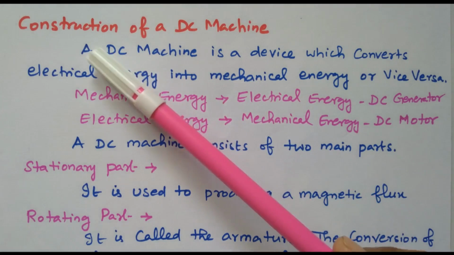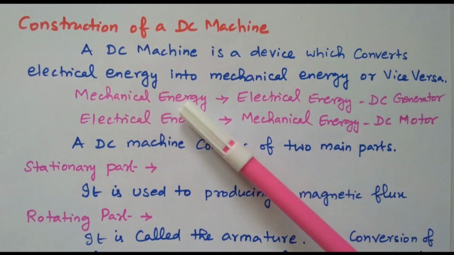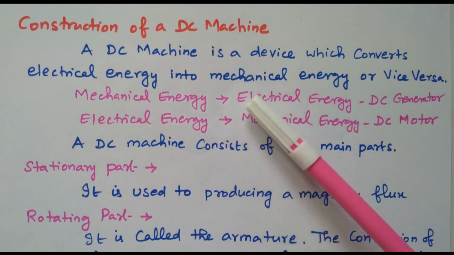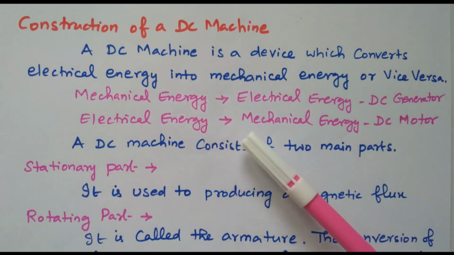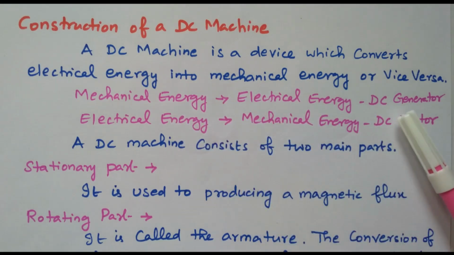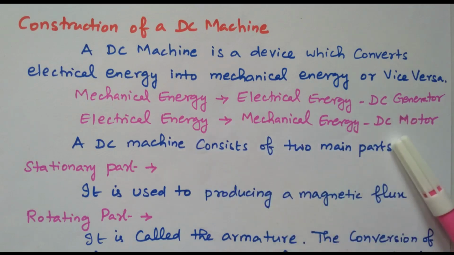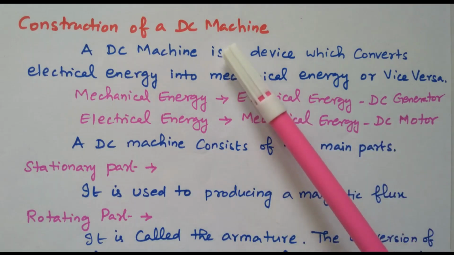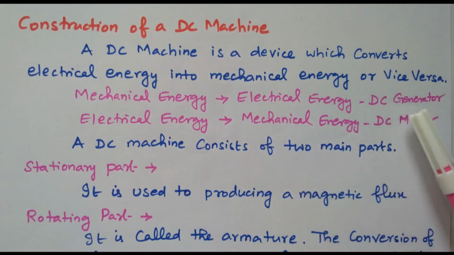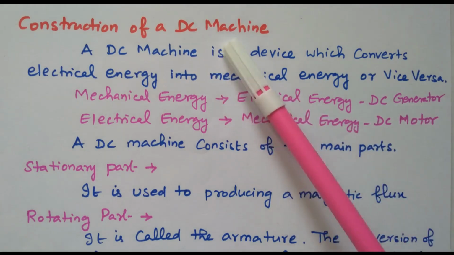Now we will go to the topic, construction of a DC machine. The DC machine is a device which converts electrical energy into mechanical energy or mechanical energy into electrical energy. While converting mechanical energy into electrical energy, it is called a DC generator. While converting electrical energy into mechanical energy, it is called a DC motor. So the same machine can be used as either a generator or motor, so there is no difference in the construction. The same machine is used for generator as well as a motor, so that it is called a DC machine.